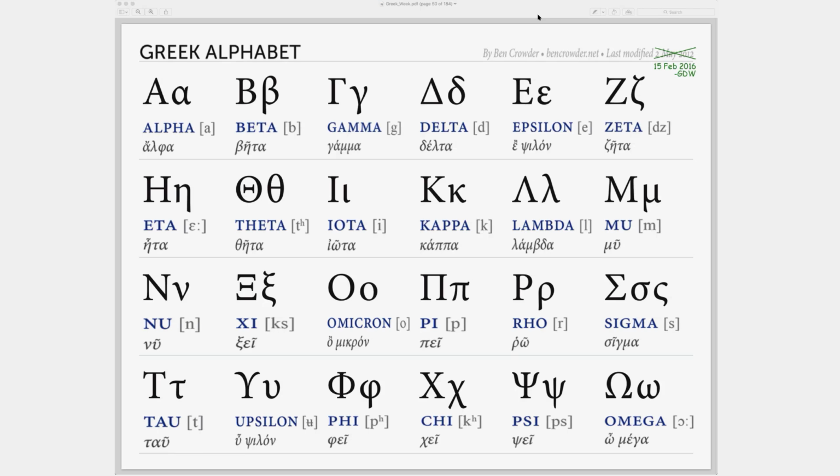Tau, t, upsilon, phi, f sound. Chi, can't quite do that with my throat. It's k. And psi, and omega, mega, big O, O. Okay, so that's all clear. We can go on.